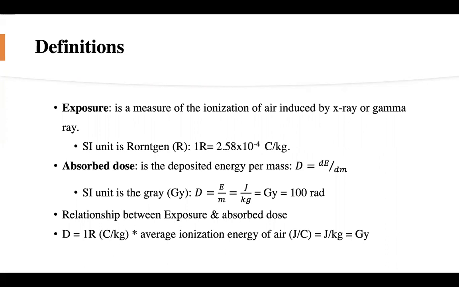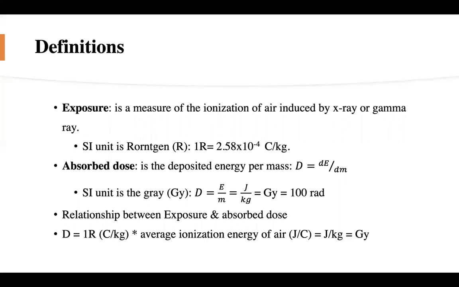Absorbed dose is the deposited energy per unit of mass. And the SI unit is the gray, which equals joule per kilogram. It's the energy per kilogram, deposited energy per mass.